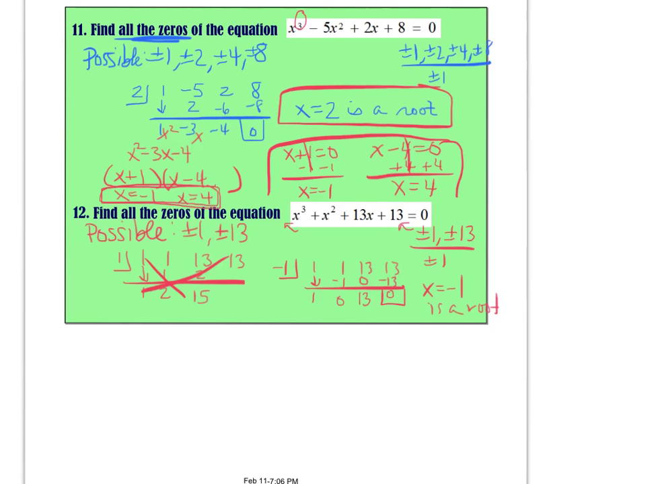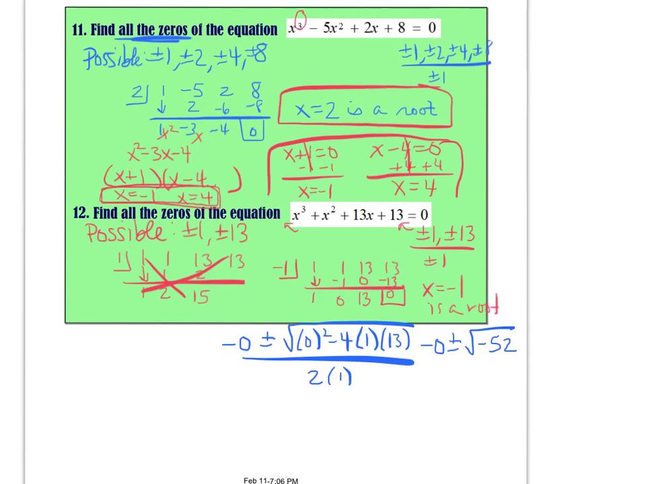Get opposite of b plus or minus the square root, b squared minus 4ac all over 2a. And my discriminant, 13 times 4, I get -52 underneath my square root over 2. So the first thing I see is this negative, which means I need to take out an i. So I'm going to have -0 plus or minus i radical 52 over 2.